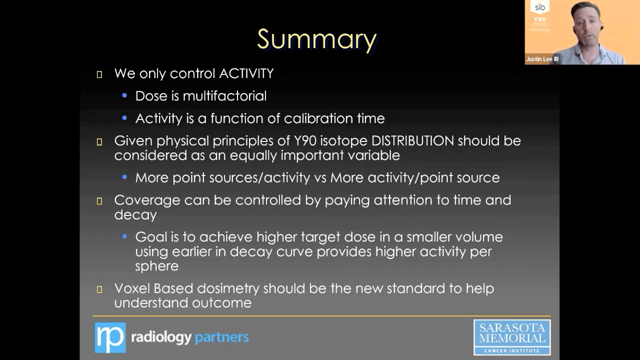I think coverage can be controlled by paying attention to the decay curves, and what you're trying to use, as well as your MAA mapping. And really now, we've seen multiple examples of voxel-based dosimetry software. I think that's going to become the new standard. It's going to help us get better outcomes for our treatment. So that's it. Thank you very much. I apologize for the internet snafu.